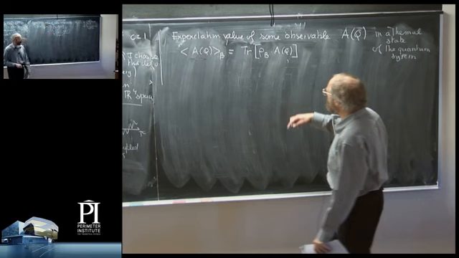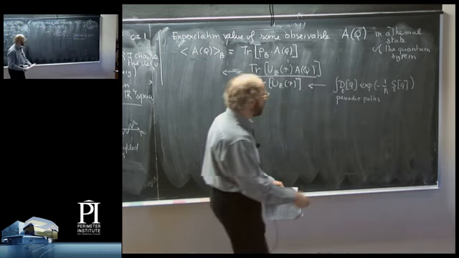Okay? So this, we know what it is. We have computed it. This is a partition function. We know that it is given by the sum over Q of exponential minus 1 over H bar S_E of Q over periodic paths.